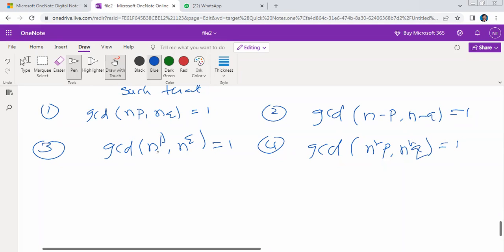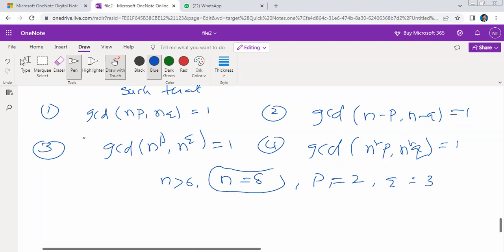Can you guess anybody? Suppose here n is greater than 6, n is an even number. Suppose my number is n equal to 8. P, Q are the prime numbers. Suppose P is equal to 2, Q is equal to 3. I am selecting these numbers. Just now I gave one property. What is the GCD of nP, nQ, where n is any positive number? This is nothing but n times 1.